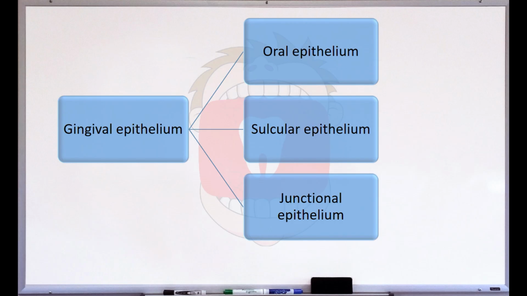The sulcular epithelium lines the gingival sulcus. It is non-keratinized stratified squamous epithelium without rete pegs, and it extends from the coronal limit of the junctional epithelium to the crest of gingival margin.